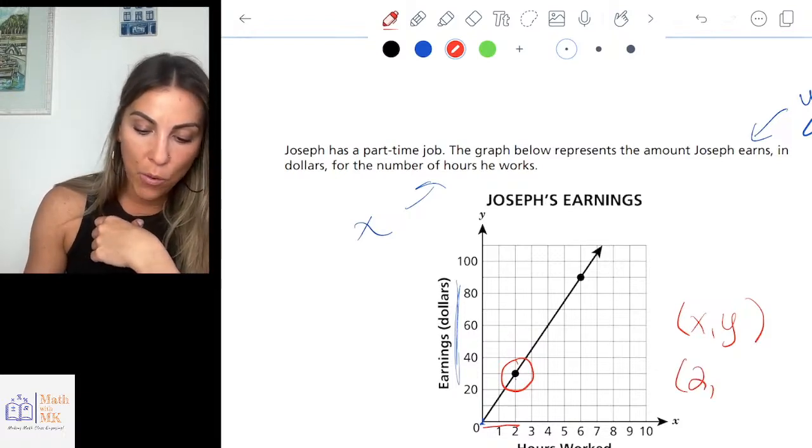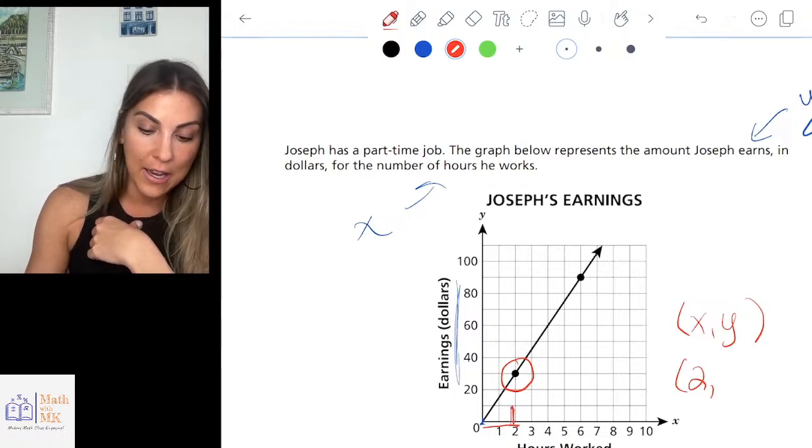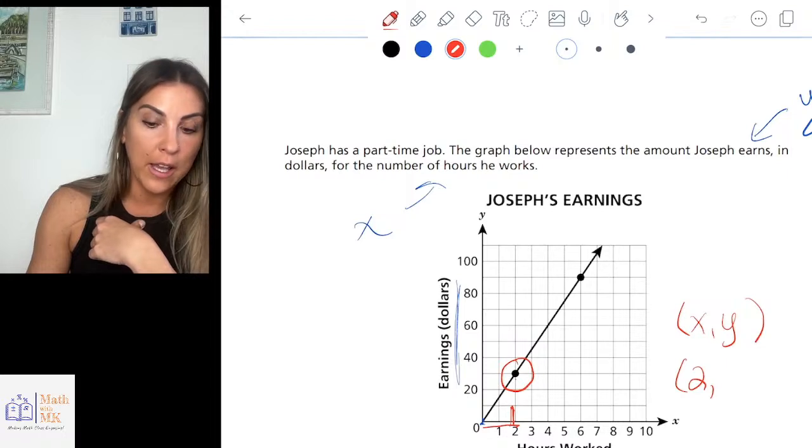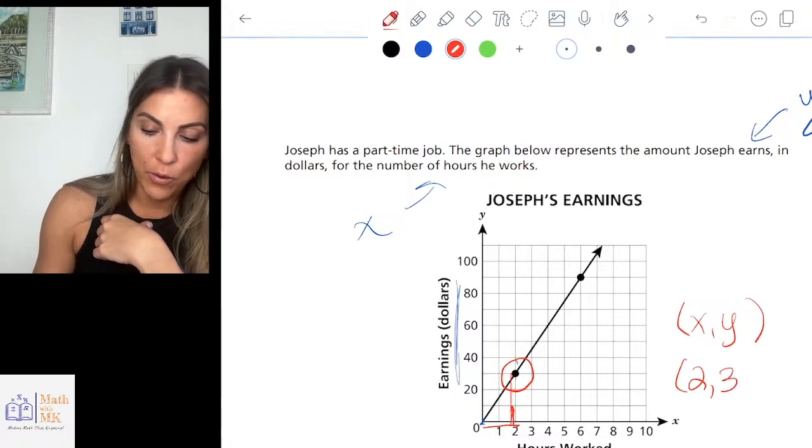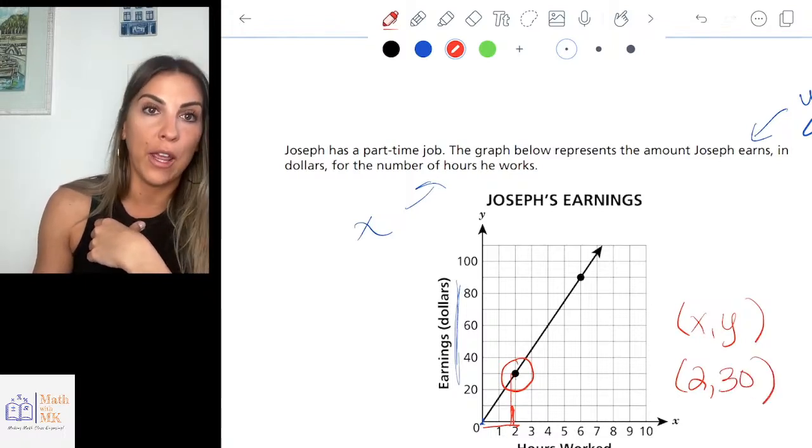And then it requires me to go up. This is not 1 that I'm going up. This is 10, right? Because if I look on the side, 2 boxes gets me to 20. So that means 1 box gets me to 10. So this is 10, 20, 30 that I'm rising, that I'm going up. So it's 2 comma 30 is that point.